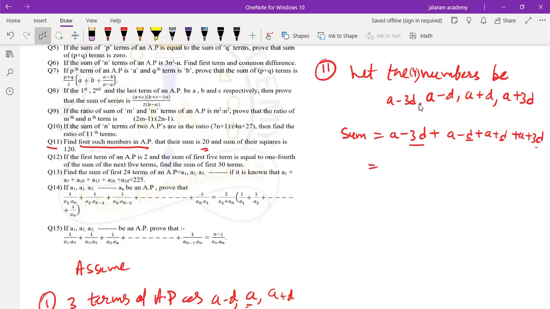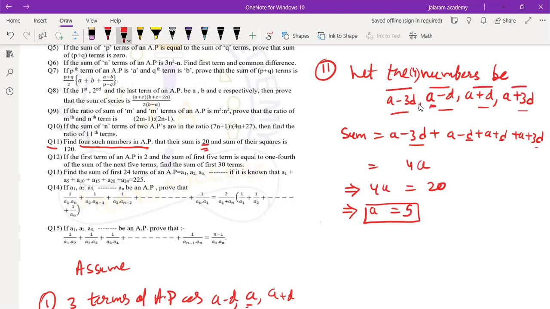So all terms with D will cancel out. A plus A plus A plus A, 4A. And according to the question, the sum is 20. So we write 4A equals 20. That is A equals 5. Remember, this A is not the first term. It is neither the first term, nor the second, nor the third, nor the fourth. It is only the value of A, which is one of the unknowns, as there are only 2 unknowns, A and D, out of which we have obtained one, and the other will be obtained using the second condition.